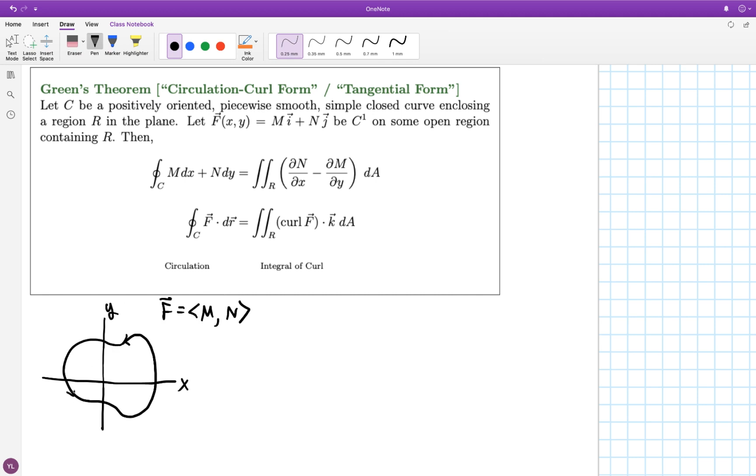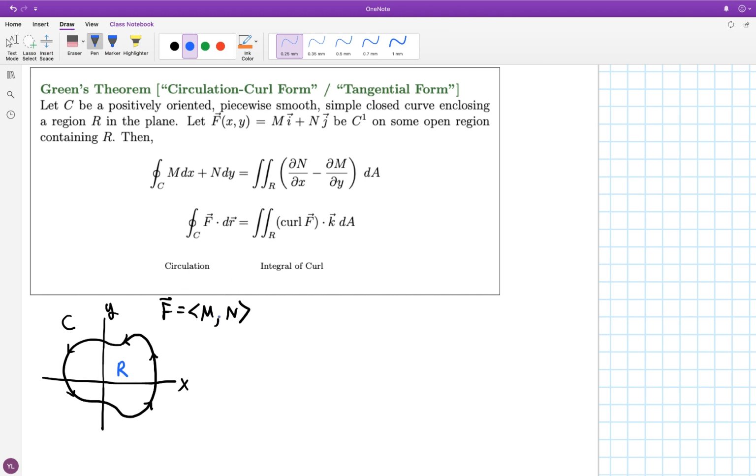You've got a vector field in the plane, and you've also got a positively oriented curve, C, that is enclosing a region, R, in the plane. Positively oriented means that if you travel along the curve in that orientation, the region is always to your left.